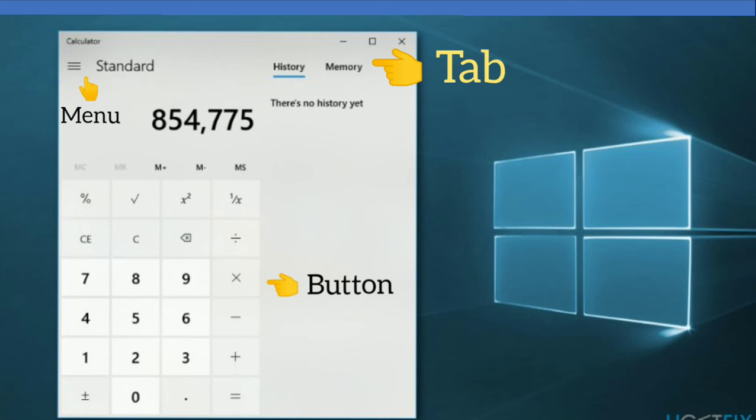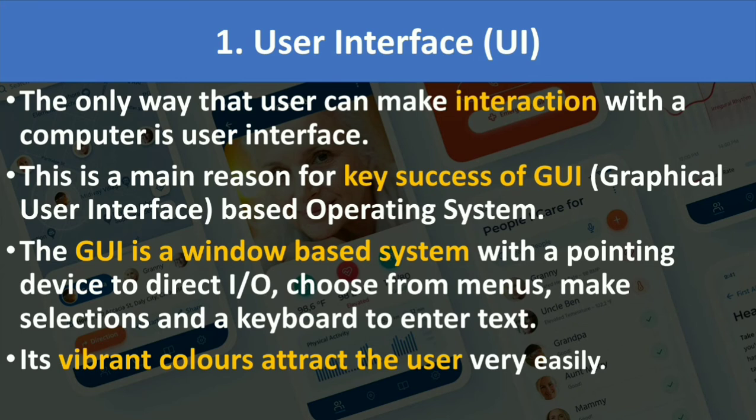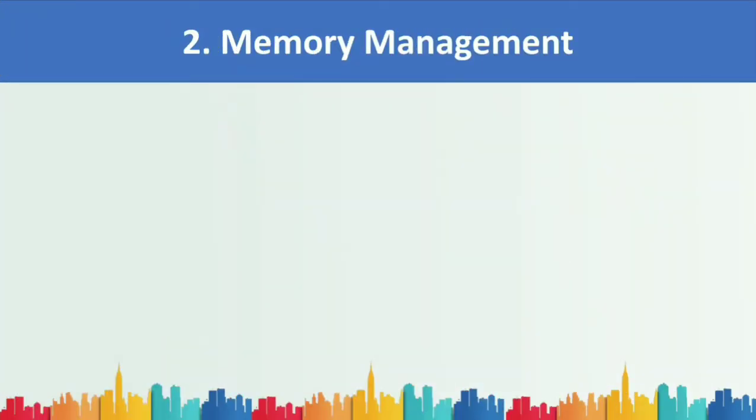And it has different graphical elements. We do have different buttons, we do have a tab, we do have menus, we do have a place to type something there. All these are called as graphical user interface. It enables the user to access in a better way, and it also reduces the typing work of user. And user interface, if it is with vibrant colors, it attracts the user. And moving on to the next key feature, that is memory management.